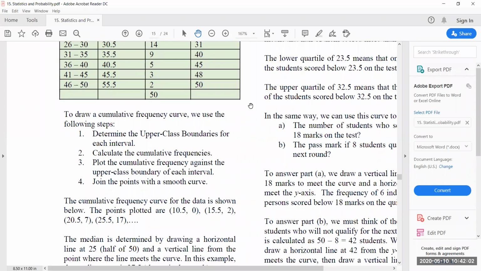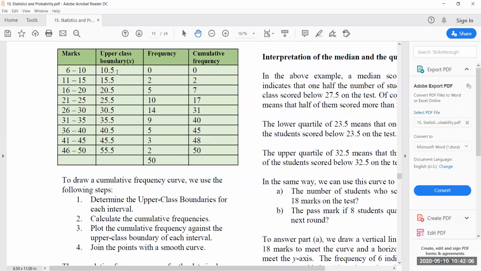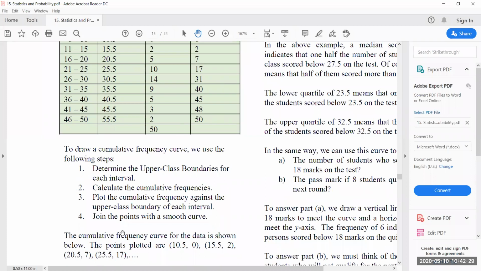So the points are plotted as, remember x goes first, right? So 10.5, 0; 15.5, 2; 20.5, 7; 25.5, 17; 30.5, 31; 35.5, 40; 40.5, 45; 45.5, 48; 55.5, 50. These are our values, as you can see here.